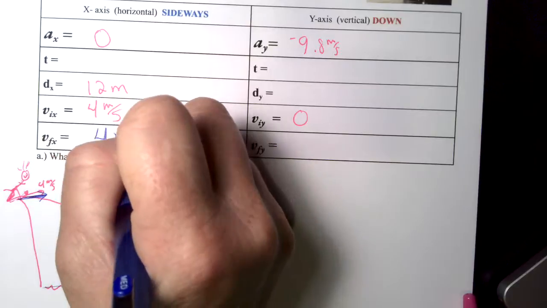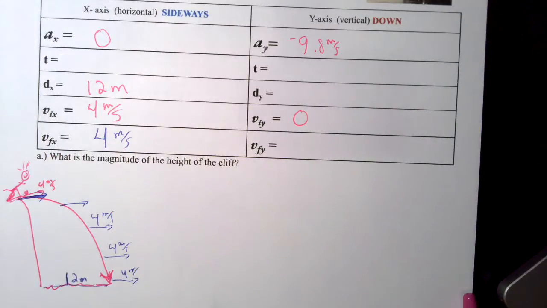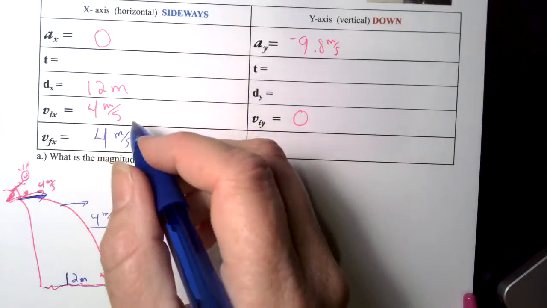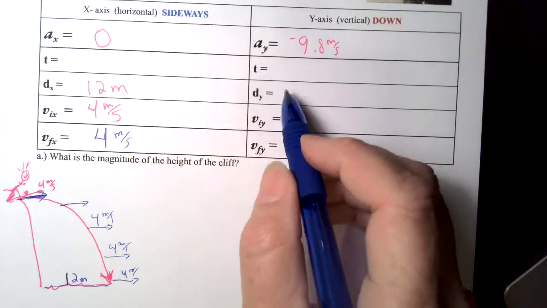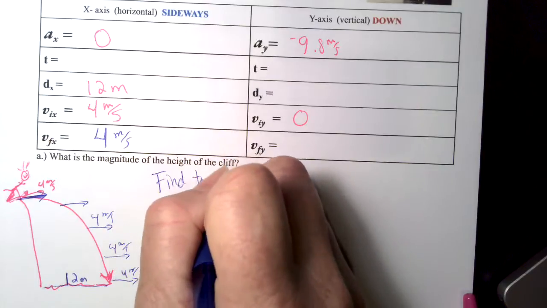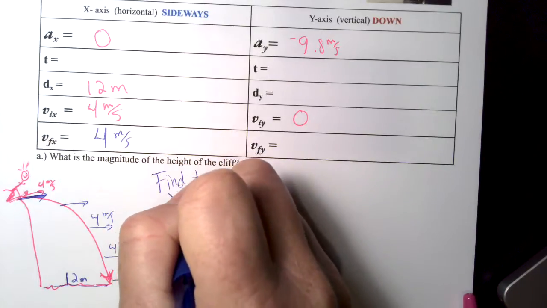Oh, well, remember, usually we don't start in the x-axis, but this time you have to because we don't have time. We don't have 3 things over here. So find time here in the x-axis.